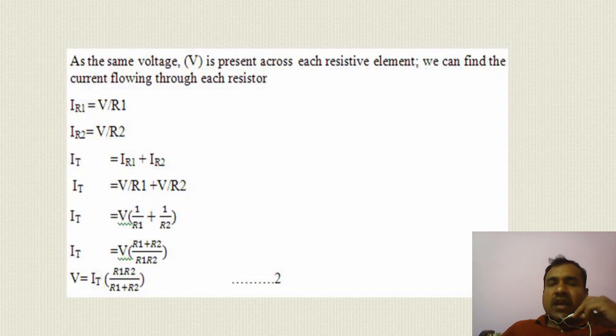So I'll rewrite this equation for V. V is equal to, I'll take this part to the other side, that is IT into, so the one in the denominator will move to the numerator on the other side. So V is equal to IT into R1 into R2 divided by R1 plus R2. I'll call it equation number 2.